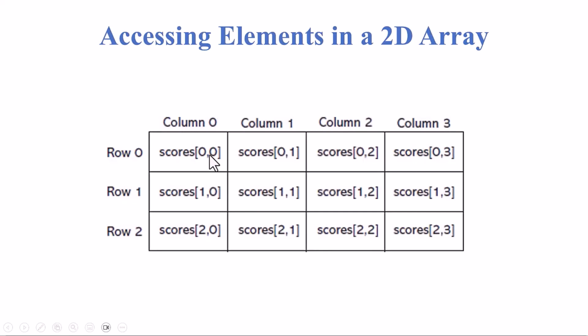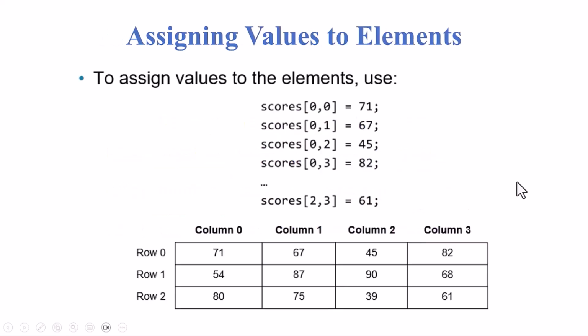Again, it looks like this. 0, 0, 0, 1, 0, 2. So you're thinking of it just like a spreadsheet. Where is 0, 0? Well, it's right here. Where is 1, 0? 1, 0 is right here. Where's 1, 3? It's over here in this particular spot. That's really all you're dealing with there. You can assign elements to the array. For example, scores 0, 0 is equal to 71.